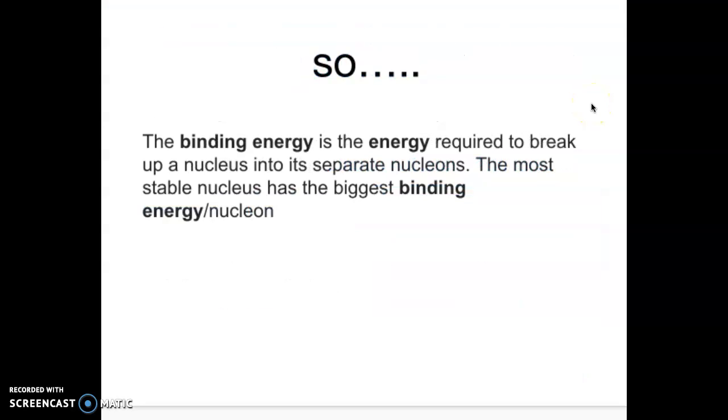At this point, I will revisit the definition of binding energy because it's an important definition. Binding energy is the energy required to break up a nucleus into its separate nucleons. The most stable nucleus has the largest binding energy per nucleon. And the idea is that if it needs more energy for it to happen, then it's less likely to occur.